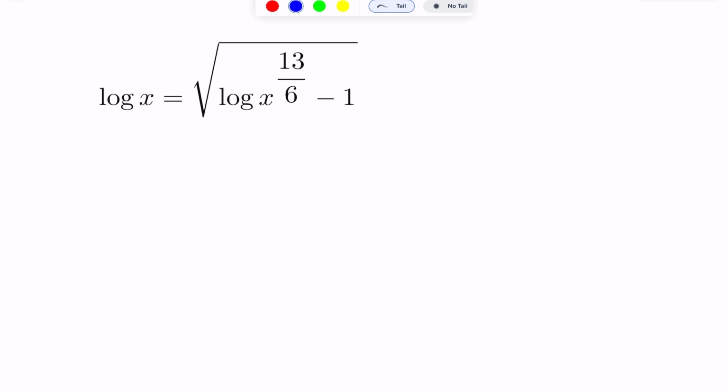So I have log base 10 of x equals the square root of log base 10 of x to the power of 13 over 6 minus 1. So this is intended to be all in the exponent. So this is x to this power. So let's go ahead and solve this problem here.